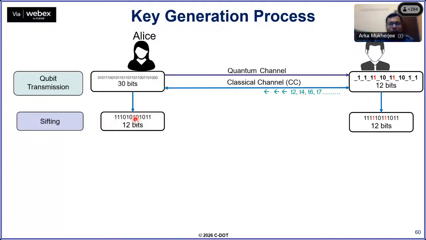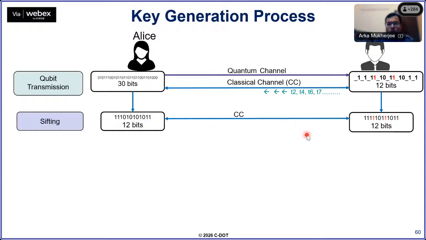So now Alice has a bit pattern, Bob has a similar bit pattern, but due to error they are not identical. You can see that in the red position, here it is 0, here it is 1. So there is some error. But they are now left with 12 bits, and Alice came to know at which time slot Bob has received something. So the sifting or filtering process is over here. They are left with 12 bits of raw key.